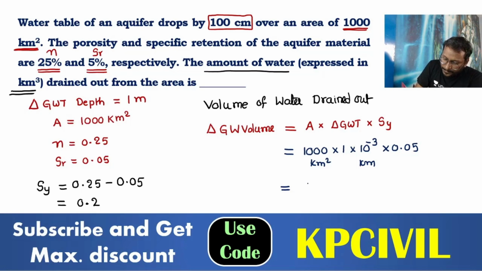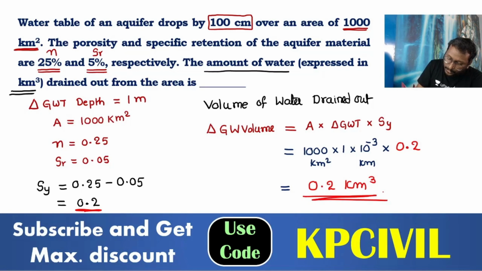What is the answer you are getting? Wait, what is specific yield? Specific yield is 0.2, so you take 0.2 here. So you will get 0.2 kilometer cube. Answer is 0.2 cubic kilometer. Simple question. One formula you know, you solve the question. Change in groundwater volume is equal to area into change in groundwater table depth into specific yield. Change in groundwater volume, 0.2 cubic kilometer. Finish.